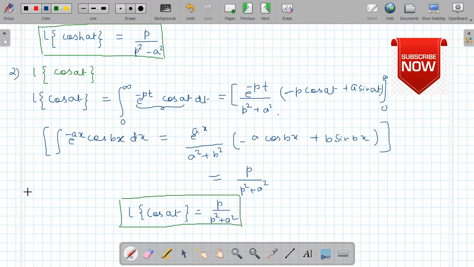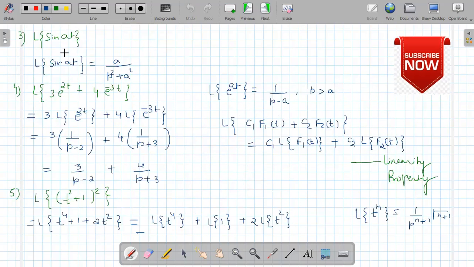So you can memorize these formulas to use them further in more advanced questions. Similarly, we can find the Laplace transform of sin at, which is equal to a upon p square plus a square.